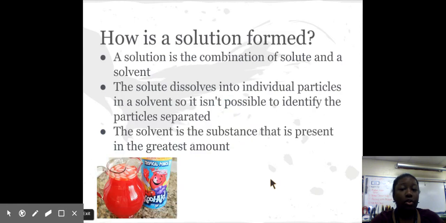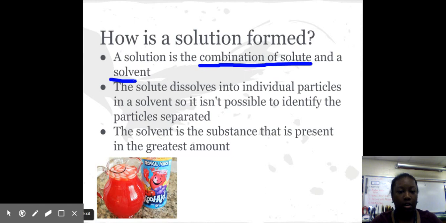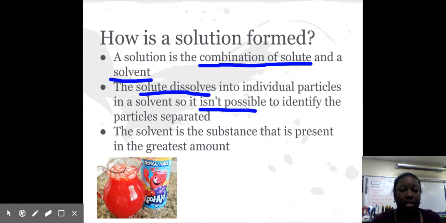All right, so how is a solution formed? A solution is formed by a combination of a solute and a solvent. Okay, and the solute dissolves into individual particles in the solvent, so it isn't possible to identify the particles separately. Some of you may say, wait a minute, you can see the color of the Kool-Aid, but that has nothing to do with being able to see the little particles in our pitcher or our cup throughout the Kool-Aid.